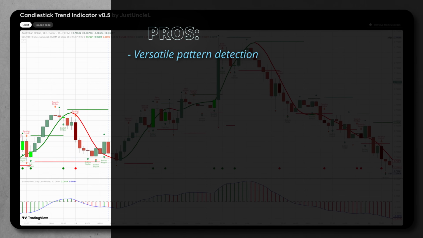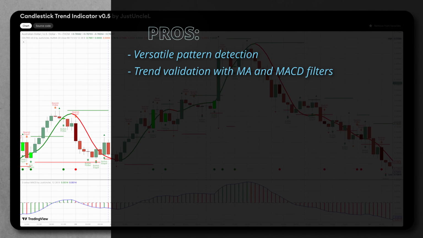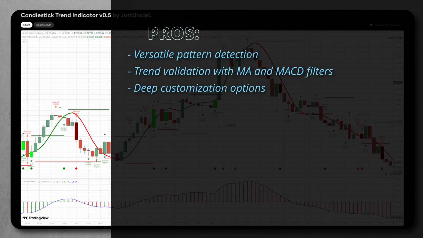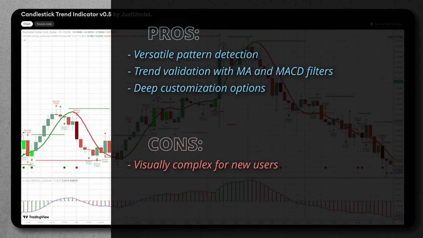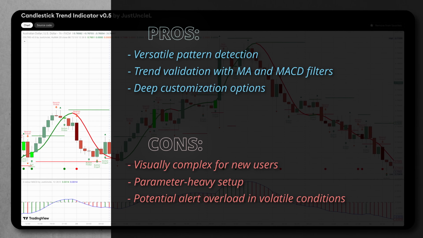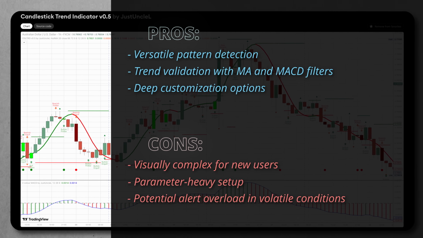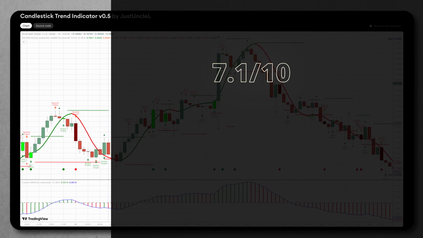Pros: versatile pattern detection, trend validation with MA and MACD filters, deep customization options. Cons: visually complex for new users, parameter-heavy setup, potential alert overload in volatile conditions. Ranking: 7.1 out of 10.